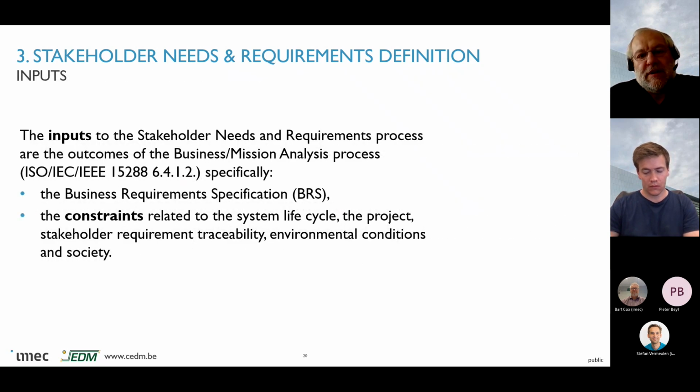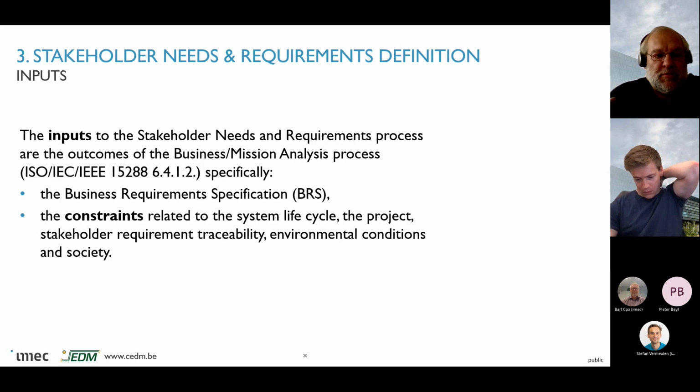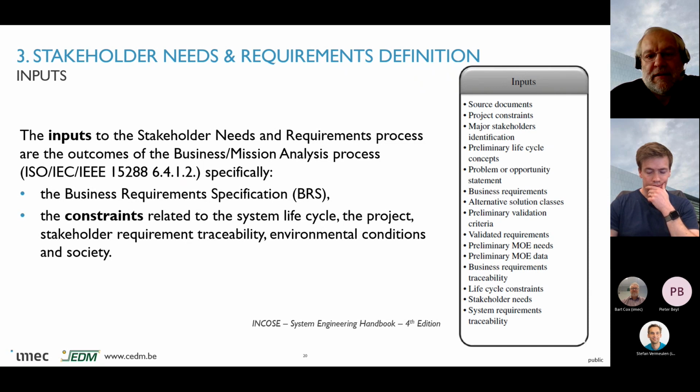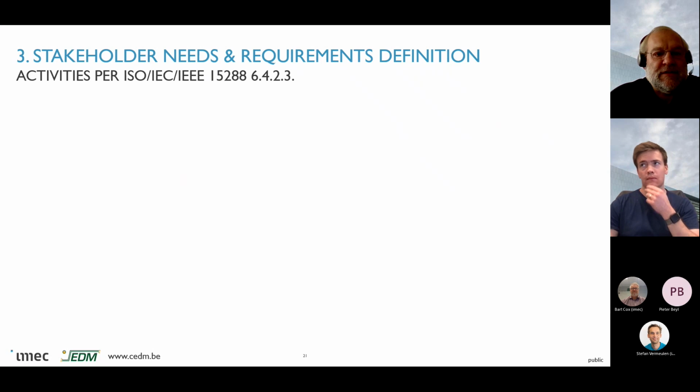The inputs here are the outcomes of the business analysis processes which we have listed. So it is the business requirement specification and especially also the constraints that are imposed on the solution by the system lifecycle concept, project, organization, etc. Again, I give here the inputs according to the handbook itself for reference. Then let's have a look at the activities.